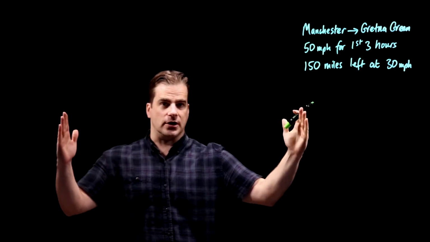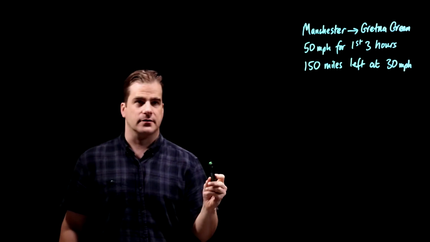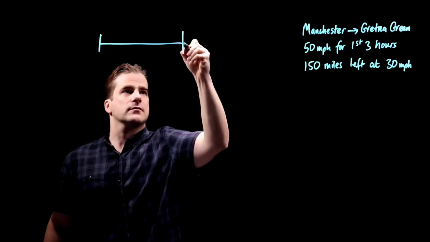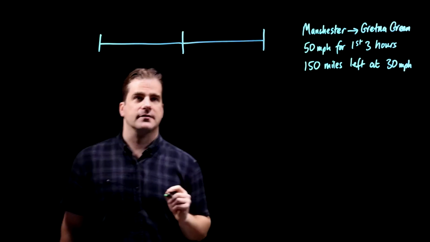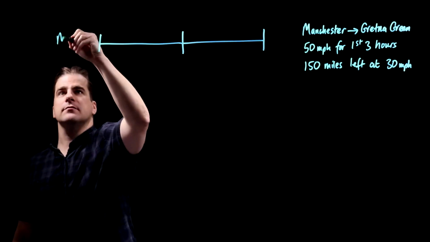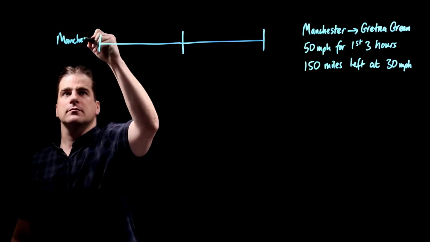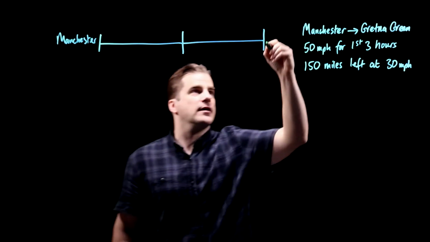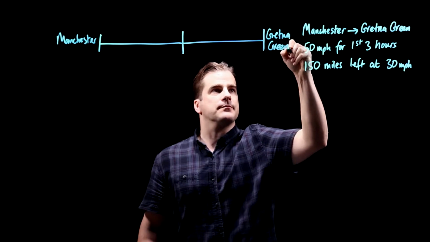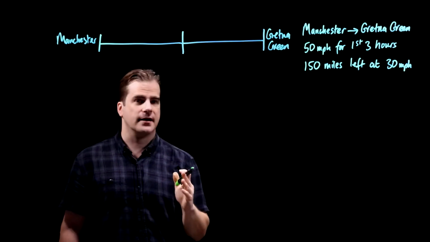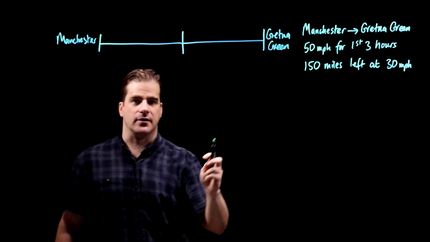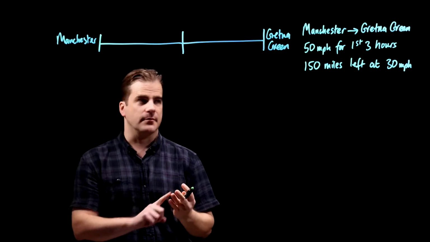The overall journey is broken into two parts, okay? So, draw the journey like this, split into two parts. We've got Manchester here, okay, and Gretna Green here. Right? Next, draw in each section all the information you've been given. The speed, the distance and the time.